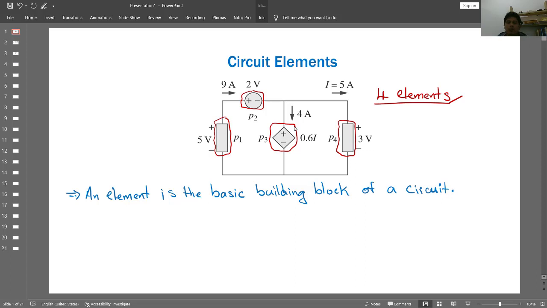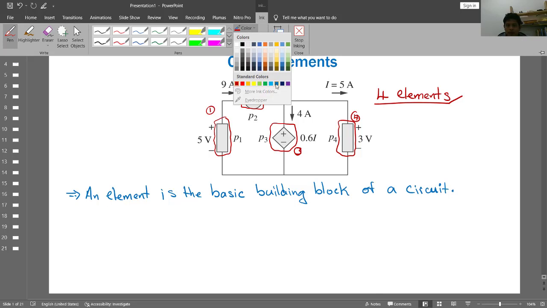Okay, so there are 4 elements in this circuit because we are studying circuit elements, and we came up with a definition that an element is the basic building block of a circuit. So we don't care what type of building block at this moment, we only care how many building blocks are there in the circuit. So we see that there are 4, so you can name them 1, 2, 3, and 4 blocks. So let me write another piece of note here.